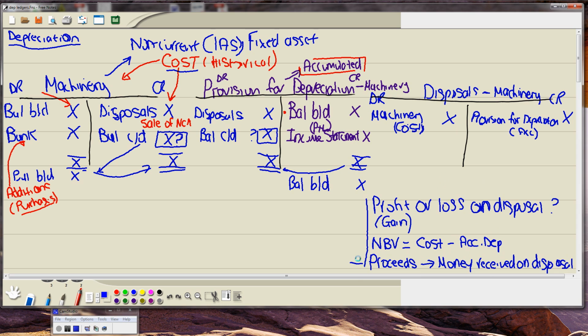Well, what's the entry going to be if it's money received in the cash book? You don't need to draw the cash book, but just illustrate. Let's say bank or cash book. If this is bank, bank's an asset. So if we increase assets for the money received, bank would be on the debit side.